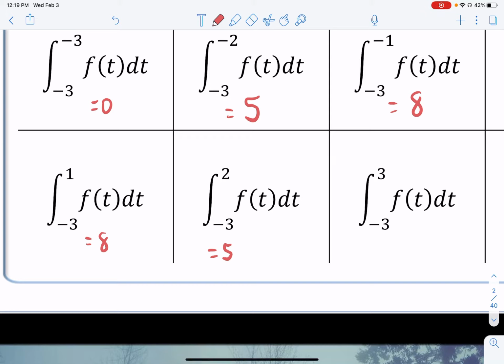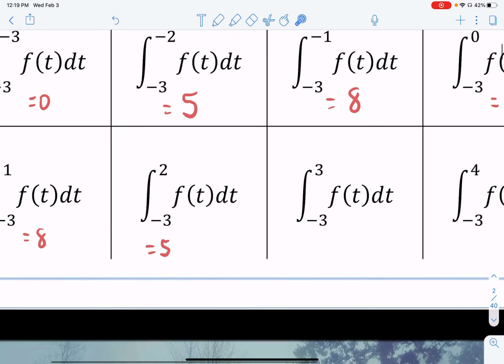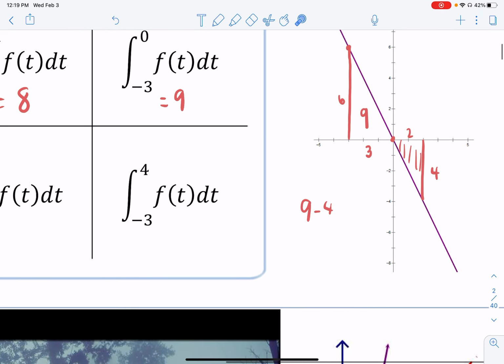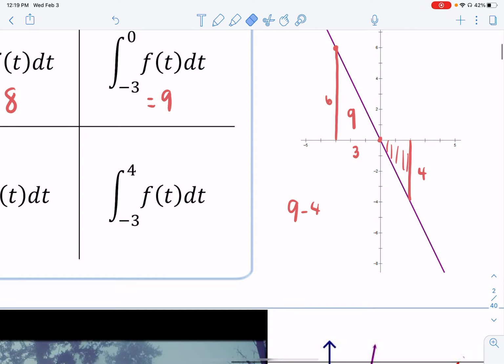Hey, wait a minute. That matches up with this 5 and matches up with this 8. Oh, it probably does. It's probably just a coincidence. It means nothing. It means nothing. I bet it does. All right, let's get rid of it.